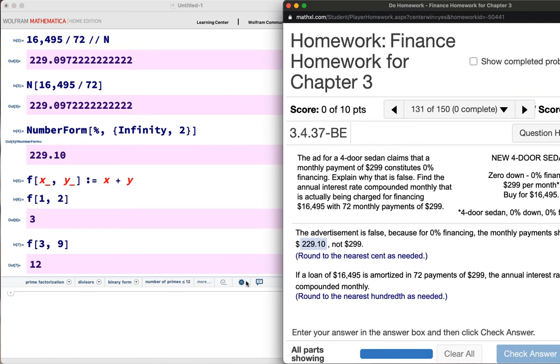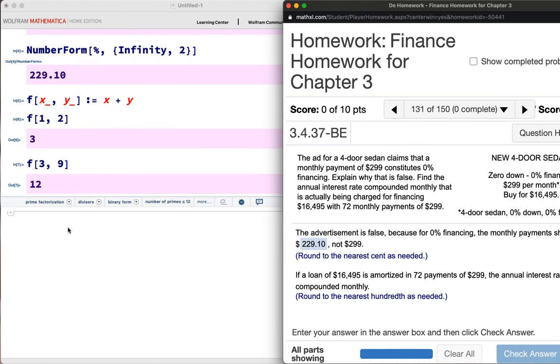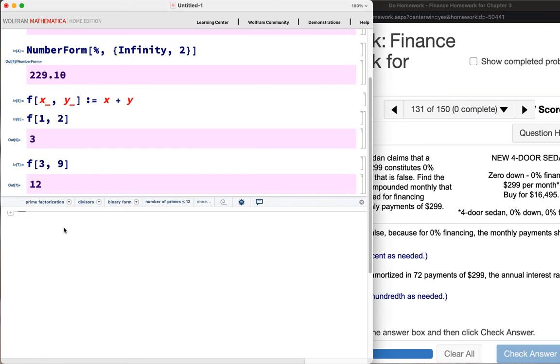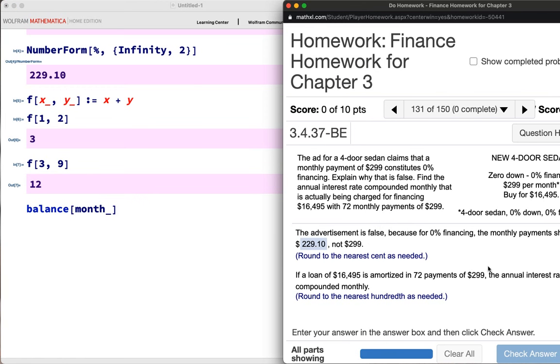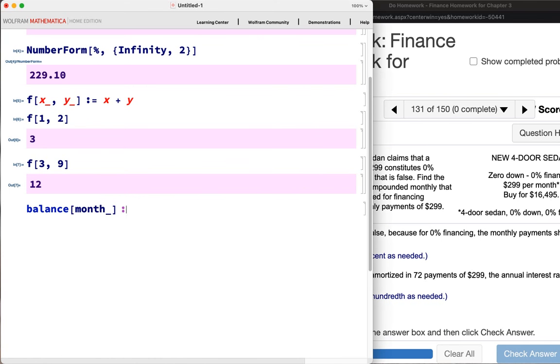Now here, in order to solve this problem, I have to write a recursive function. And in a recursive function, the name of the function actually does appear in its own definition. So here's what I'm going to do. Balance, as usual, I'm going to call it balance. And I believe the interest is compounded monthly. It says so right here. Let me circle that with my marker. Compounded monthly, right?